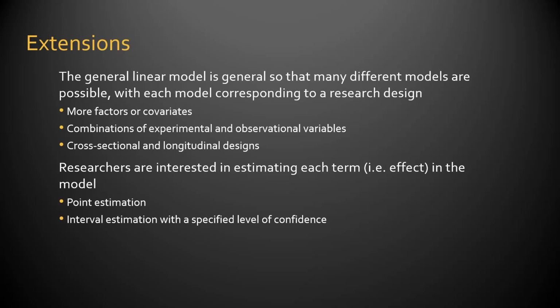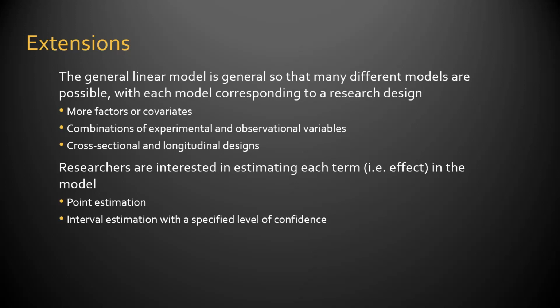The general linear model is general, so that many different models are possible, with each model corresponding to a research design. So in addition to the designs that we looked at as examples, one could envision more factors or covariates. You could have more between subjects factors. You could have more within subjects factors. You could have some of each. And you could have more than a single covariate. You could have multiple covariates. You can also have combinations of experimental and observational variables.